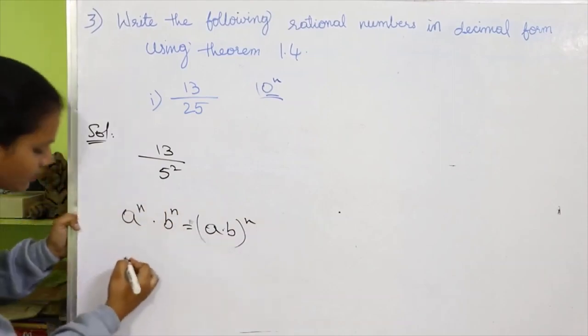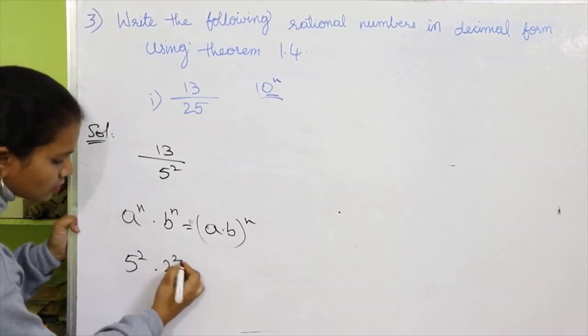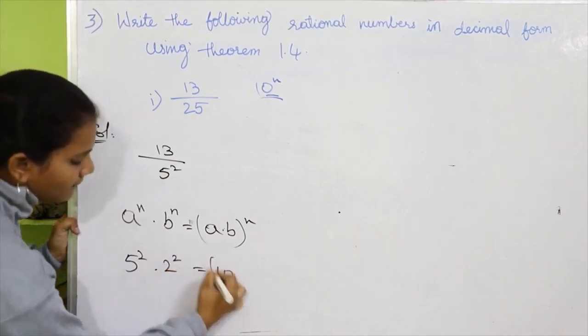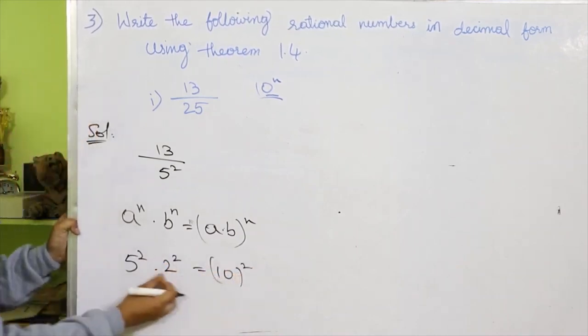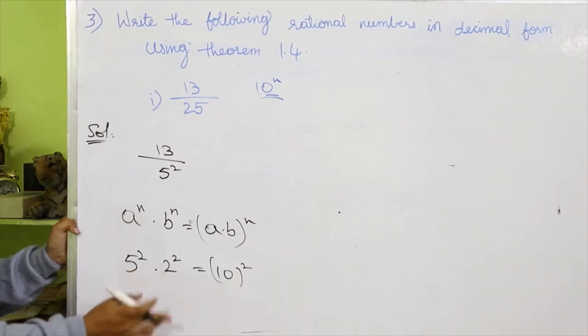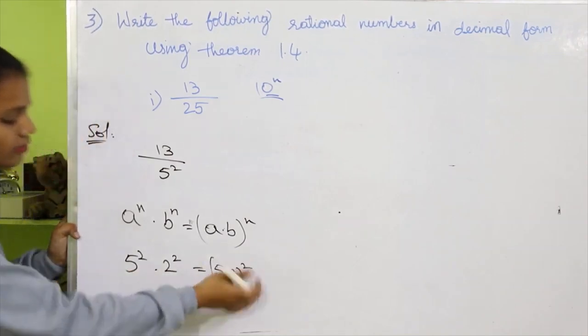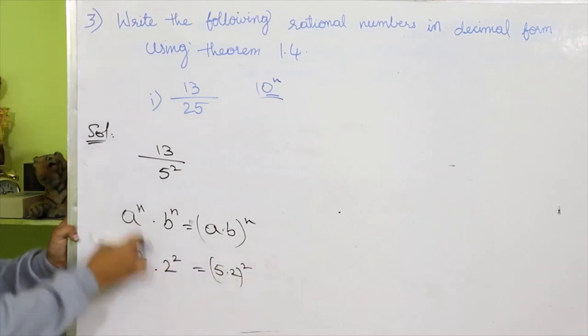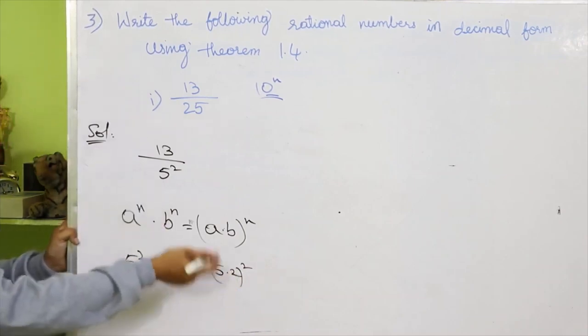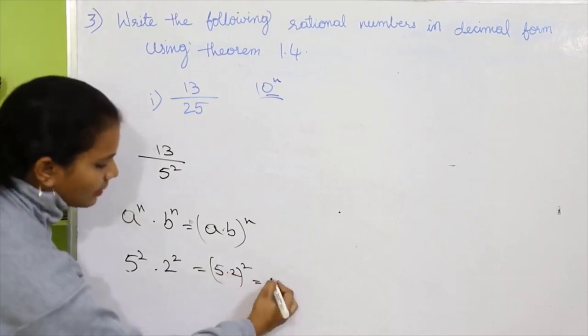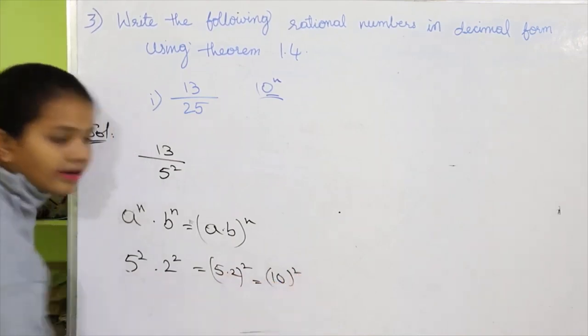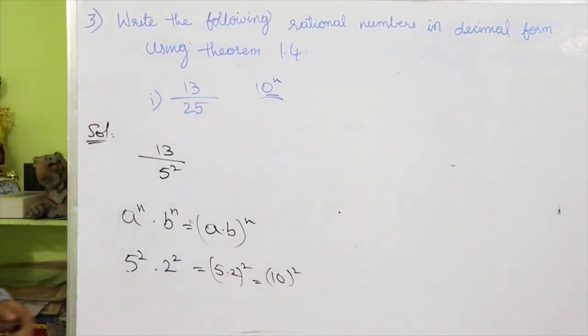As here I have 5 square, 5 square into 2 square gives what? 5 into 2 whole square. Here you can write 5 into 2 whole square, 5 square into 2 square. This further becomes 10 square, and 10 square means 100. We know that. So that's what.